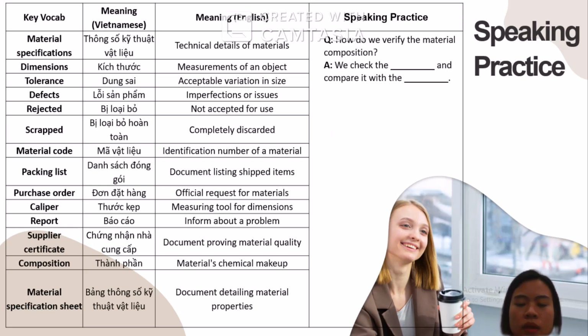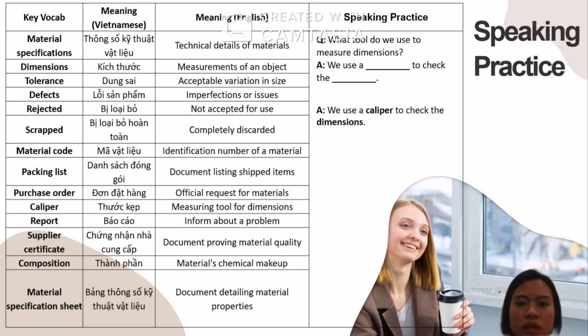How do we verify the material composition? We check the supplier certificate and compare it with the material specification sheet. What tool do we use to measure dimensions? We use a caliper to check the dimensions.